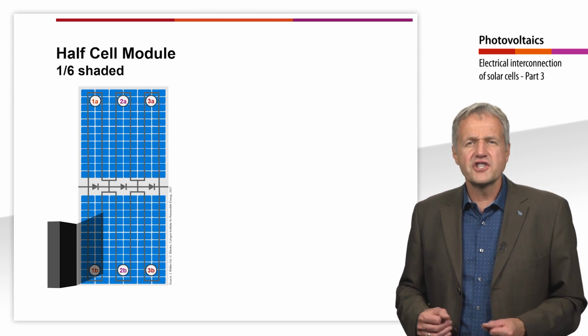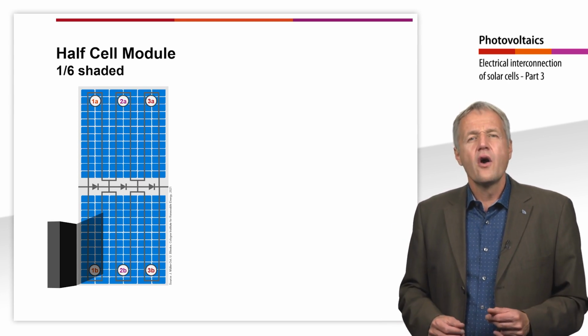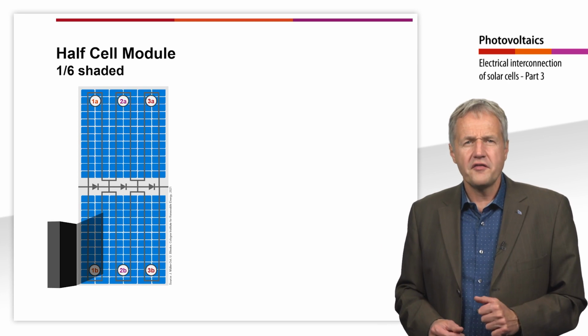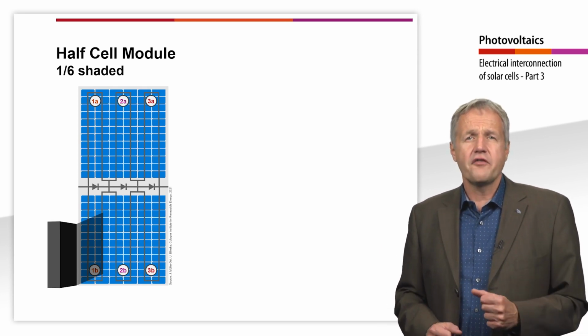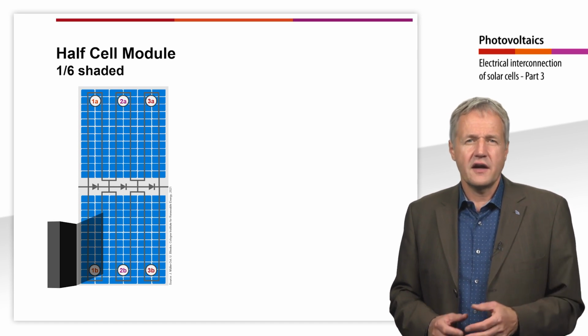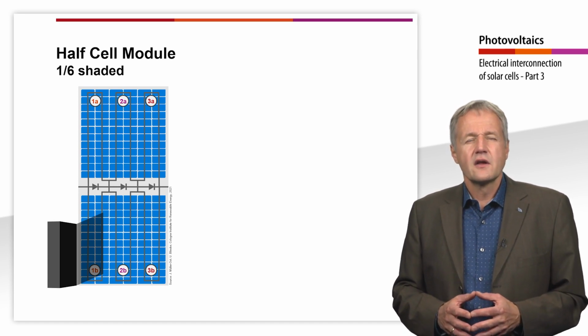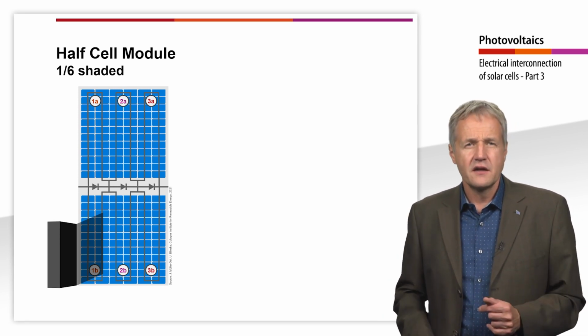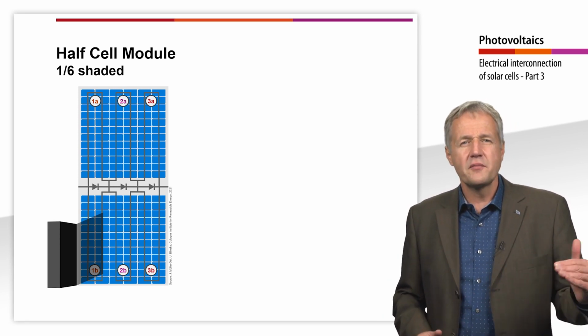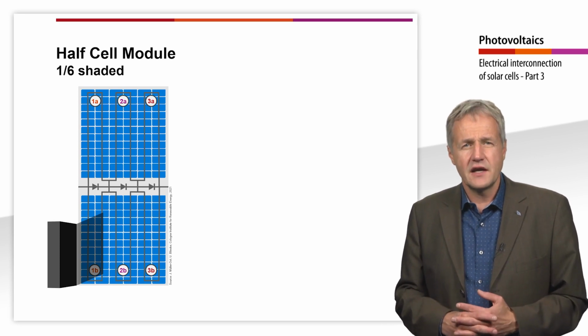In the case of shading, as shown here, only one of the 6 parallel strings is now shaded instead of one of 3, as in the full-size module. For the sake of simplicity, we assume complete shading. In other words, the string really produces no electricity at all.